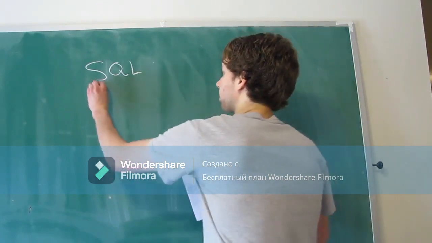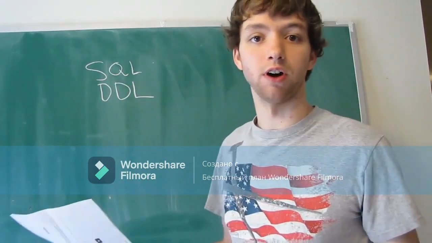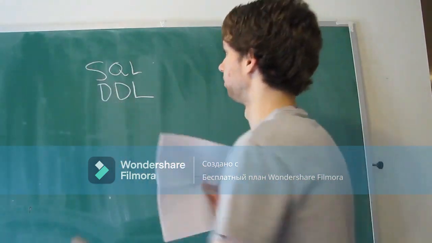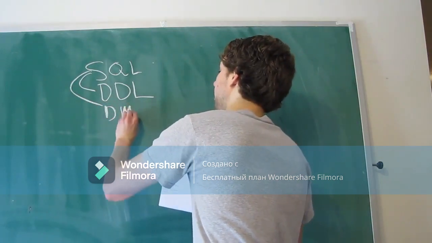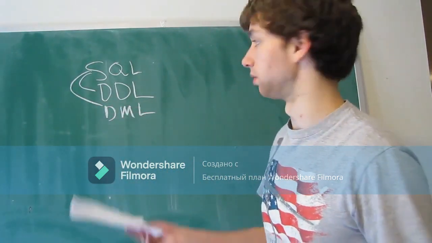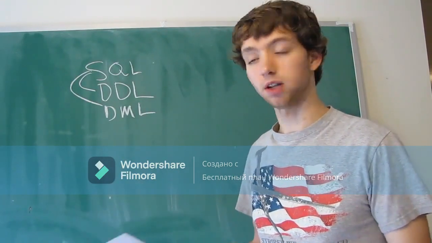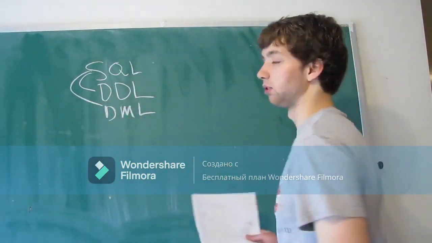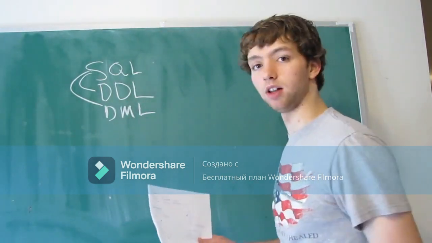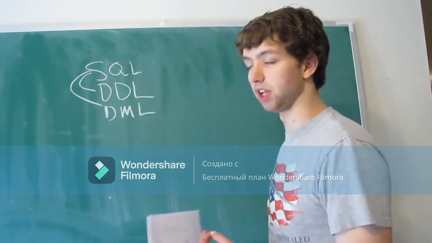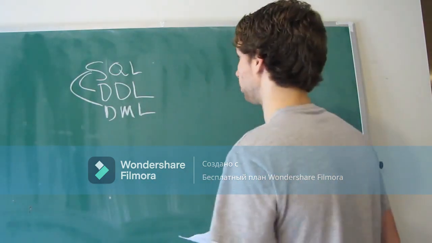Anyways, the next part was data definition language, which is part of SQL. So SQL has data definition language and DML, data manipulation language. DDL is used to define the structure of our database. Data manipulation language is used to insert values in our database, as well as update them, delete values, and search values, and so forth.